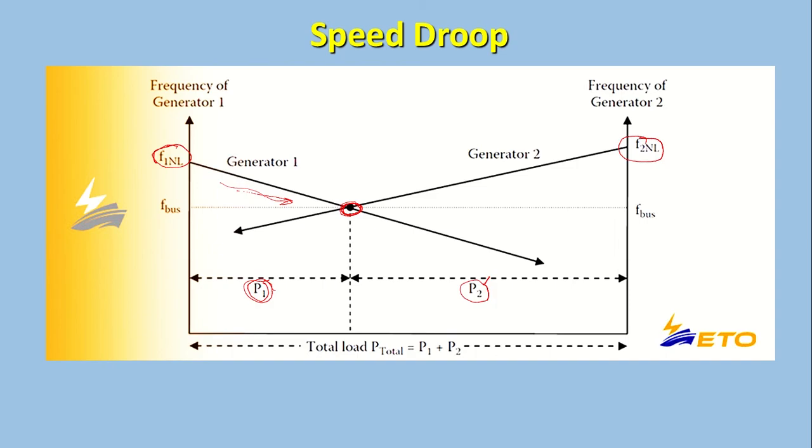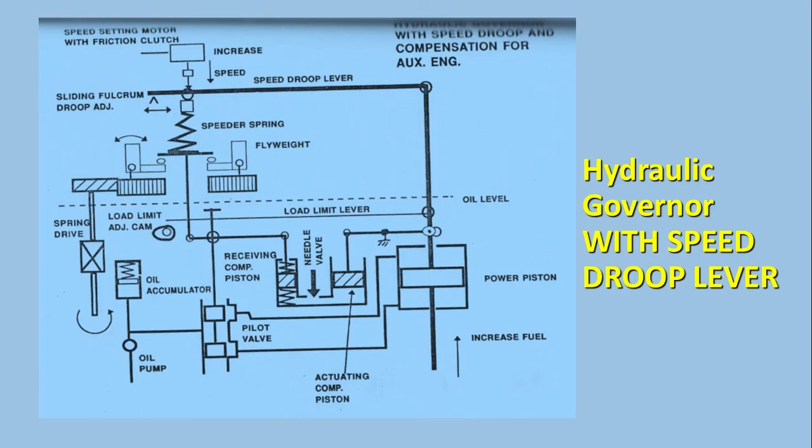Otherwise, this type of instability may happen: one generator taking more load, another generator taking less load. So here we can see one hydraulic governor with the speed droop lever. There is a spreader spring flyweight, and here you can see this is a needle valve. This one is called the compensating needle valve.